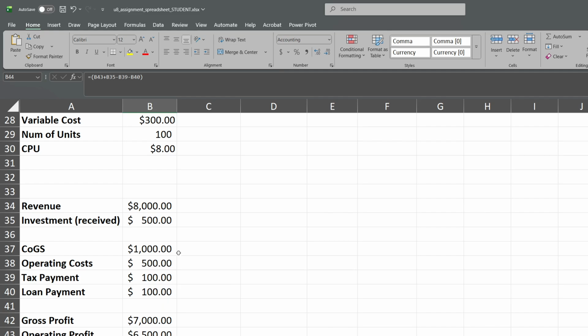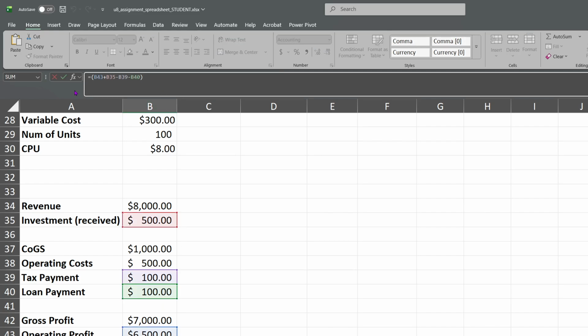Excuse me again. So our net profit, come back up here to the bar, and if you read that document, all I did was set it up exactly as the document tells me. Well, net profit is our operating profit plus our investment minus our tax payment and minus our loan payment. That gives us our net profit. So again, that's exactly how I wrote it.